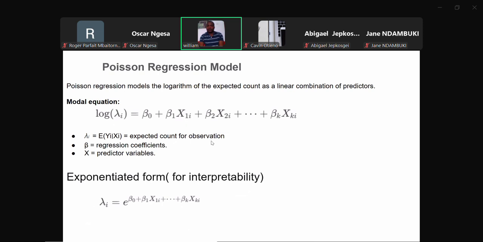Now, when we look at this, we are normally looking at the log scale, which is very hard to interpret. So what do we do to have a better interpretation? That's why the exponential form comes in, whereby you take e raised to the coefficient to get what we call the IRR. We're going to see what exactly the IRR is as we go on.